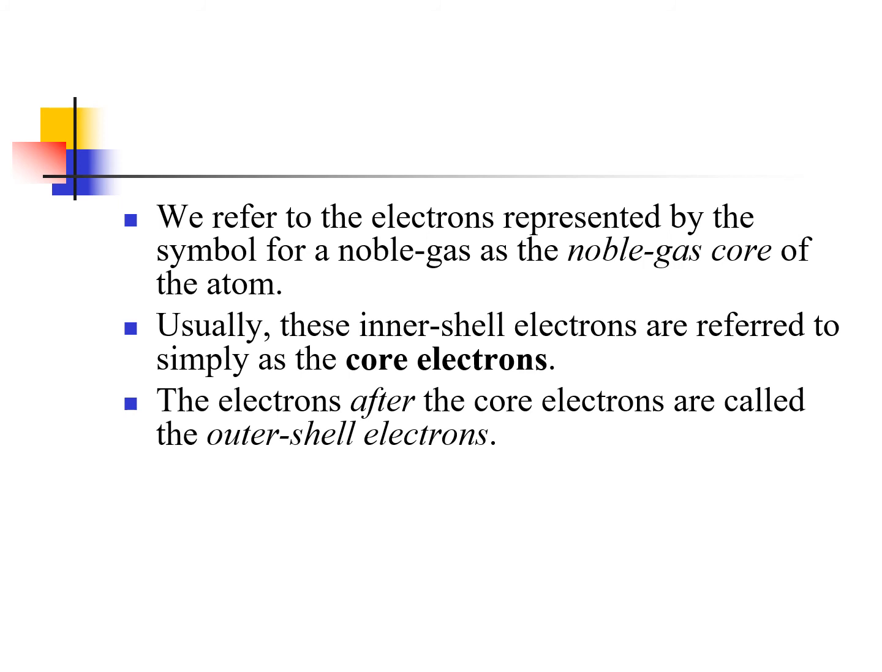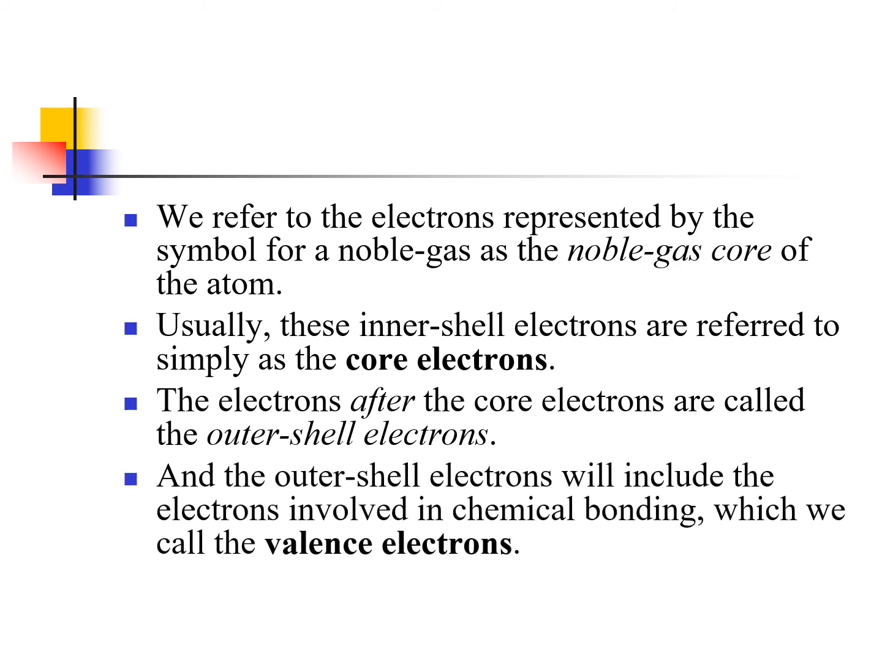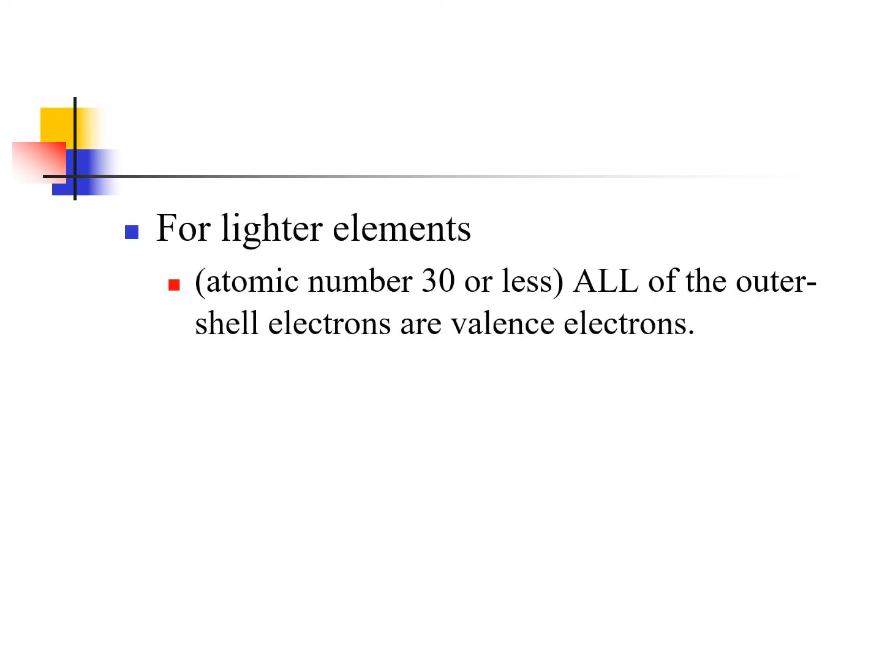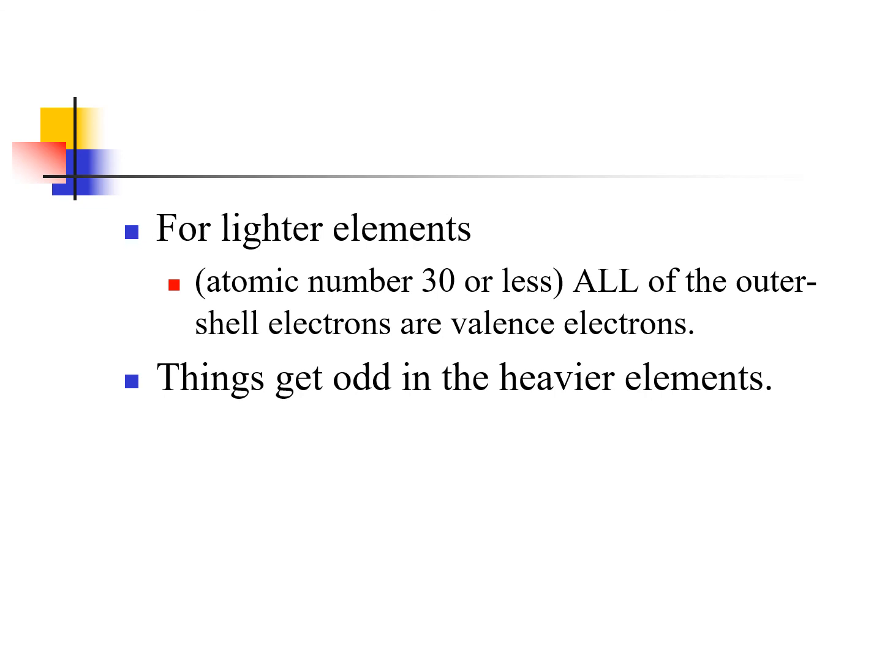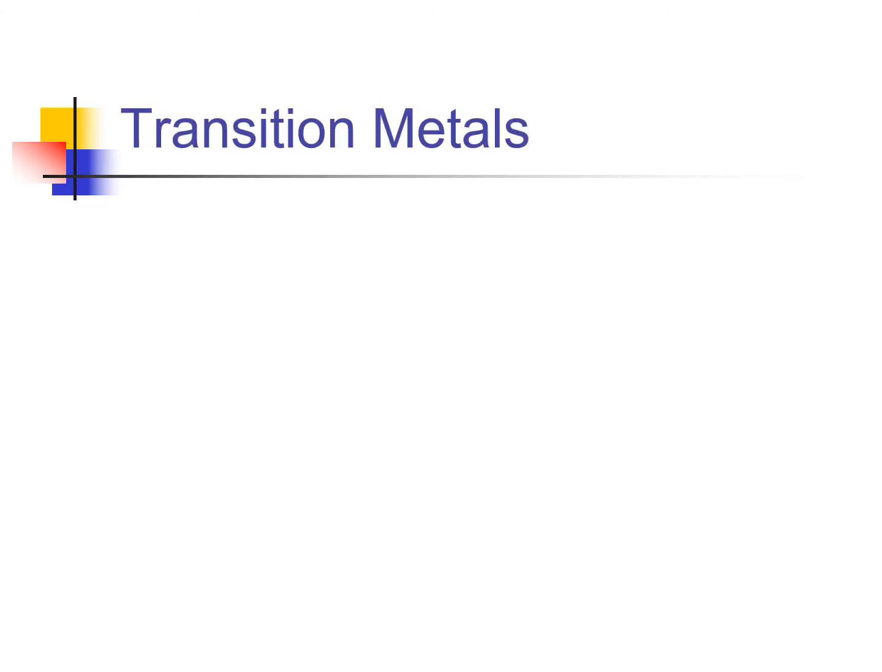Usually, these inner shell electrons are referred to simply as core electrons. The electrons after are called the outer shell electrons. Also, the outer shell electrons, which include the electrons involved in bonding, we call the valence electrons. That's going to be very important coming up. Now, for the lighter elements, for atomic number 30 and less, all of the outer shell electrons are valence electrons. It's just how it works. Things get odd in the heavier elements, mostly with the transition metals.